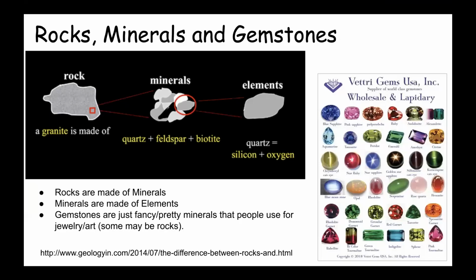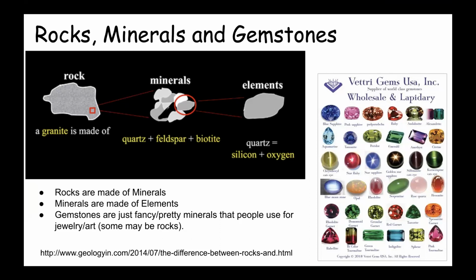So you might have heard me use some words, rocks, minerals, and gemstones. So what's the difference? Well, rocks are made out of minerals. So think of a cake. When you guys eat a cake, that cake is made out of different ingredients like milk, butter, and eggs. Well, rocks are made out of different ingredients too. Rocks are made out of smaller stuff called minerals, and those minerals are made out of even smaller stuff called elements. And then when I use the word gemstones, that's just a name for those fancy and pretty minerals that people use for jewelry and art.